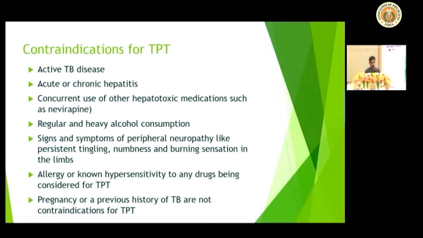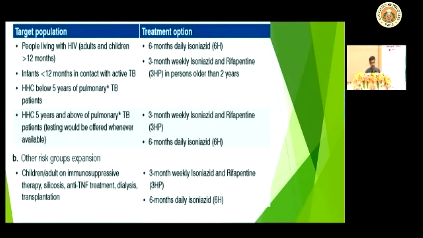There are several contraindications. We should rule out active TB, active or chronic hepatitis, concurrent use of other hepatotoxic drugs, regular alcoholics. Pregnancy and previous history of TB are not contraindications. So TPT has been highlighted.